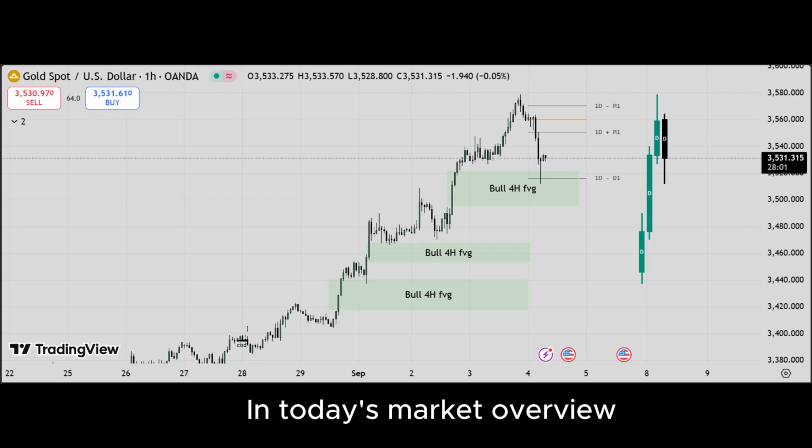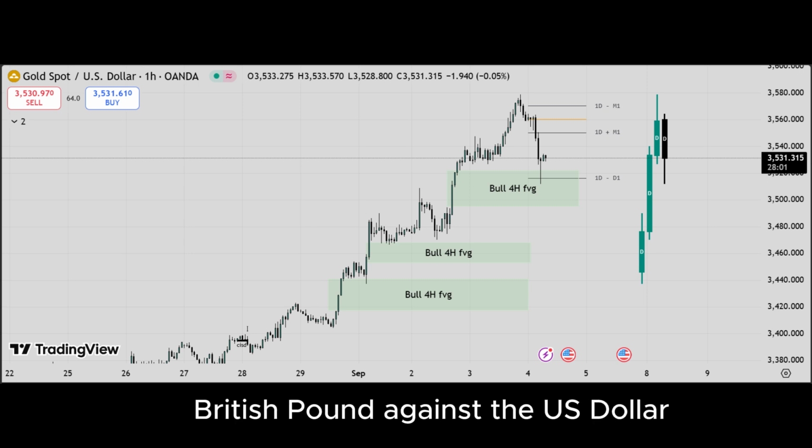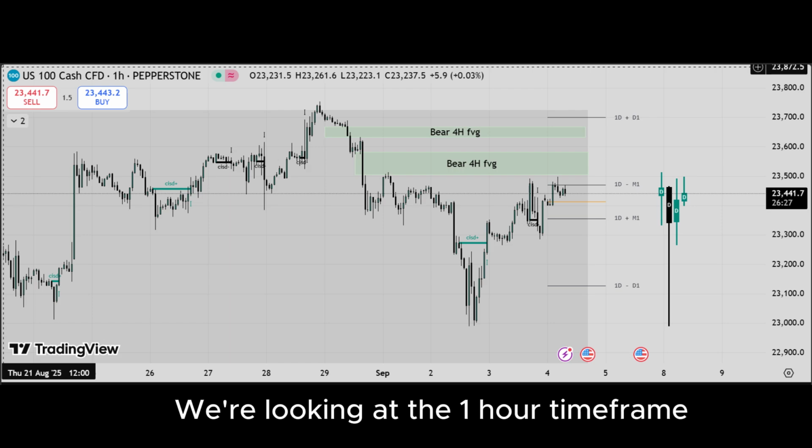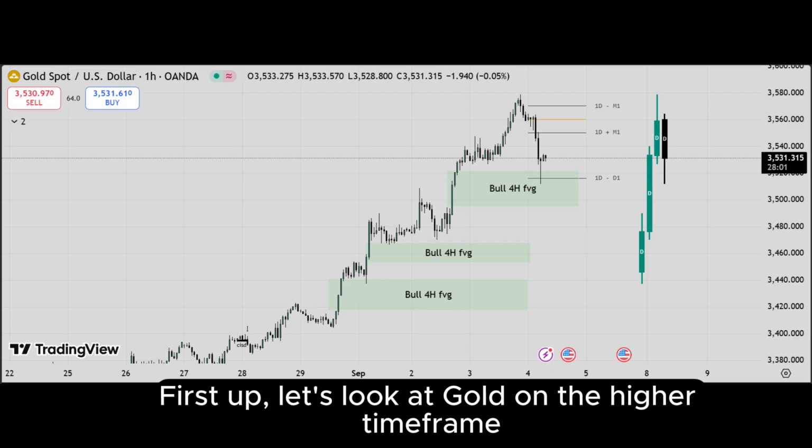In today's market overview, we're going to look at gold, euro against the US dollar, British pound against the US dollar, and the NASDAQ index to break down where price may be headed this session. We're looking at the 1-hour time frame. Let's get into it. First up, let's look at gold on the higher time frame.